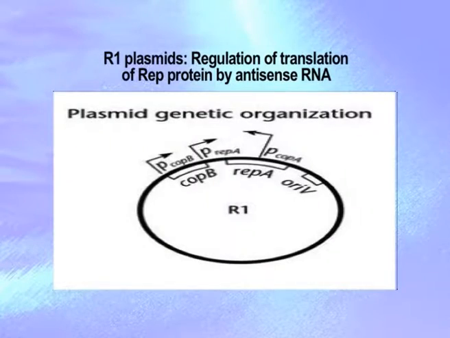Next, we will talk about another mechanism of regulating copy number in the case of R1 plasmids.